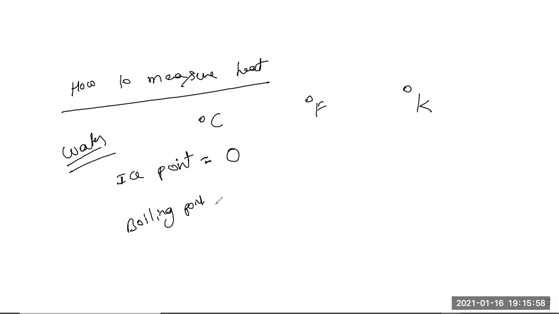The boiling point is where the water gets boiled, meaning that after heating it will start to become vapor. So it is 100 degrees Celsius. In the case of Fahrenheit, the ice point is 32 degrees, and the boiling point is 212 degrees Fahrenheit.